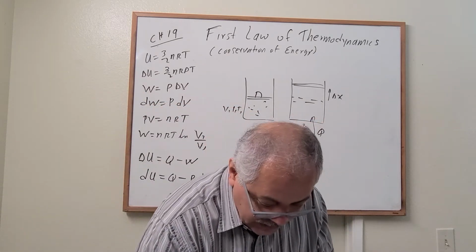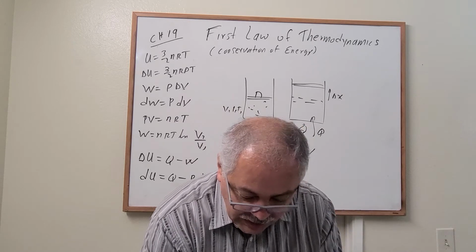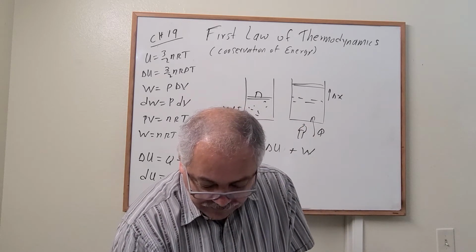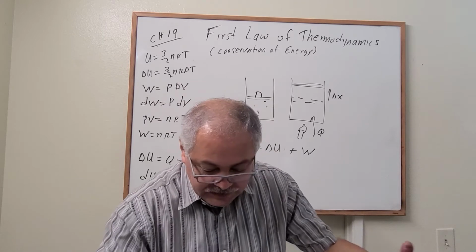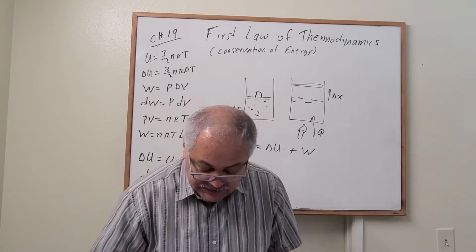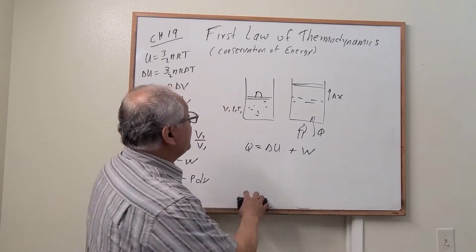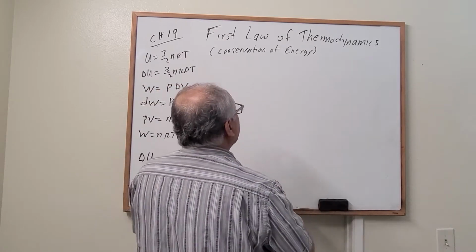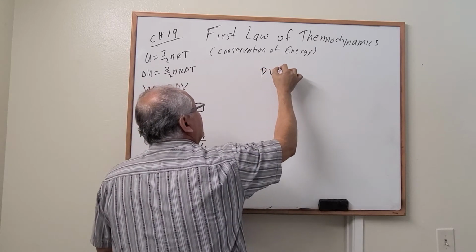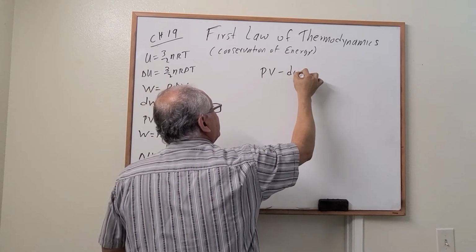Okay, so let me see what else we have for this chapter. We have expansion. Now let's go to an example that's given in your book. It says, let's go back to the PV diagram. It's a very important diagram, right? The PV diagram.